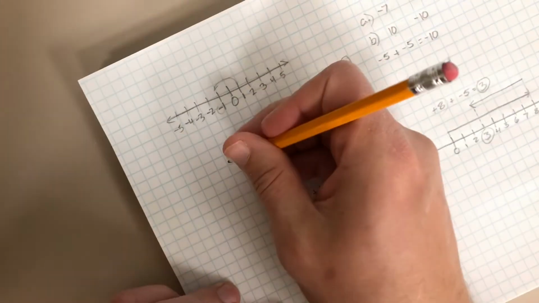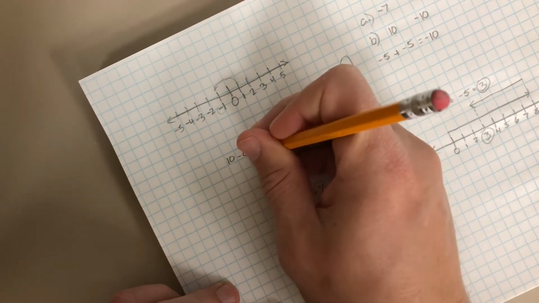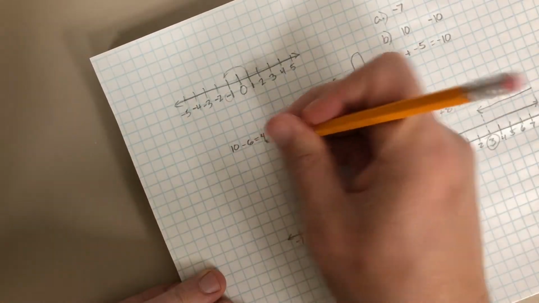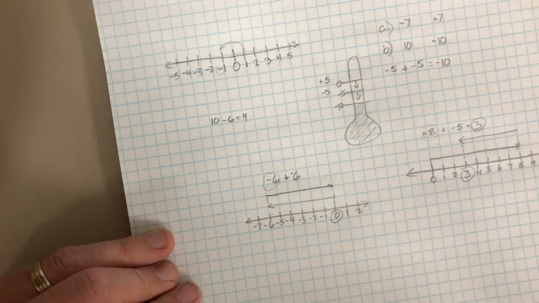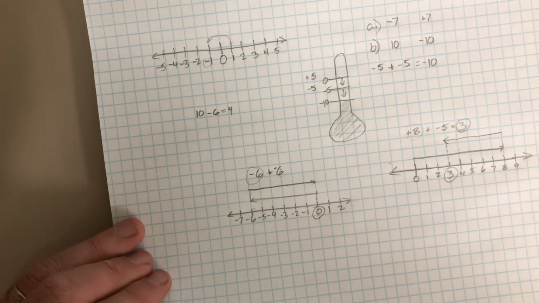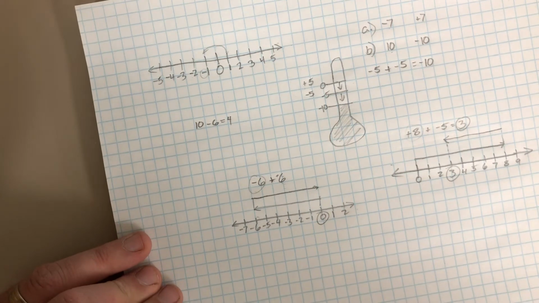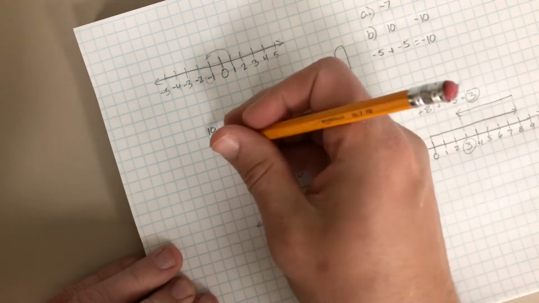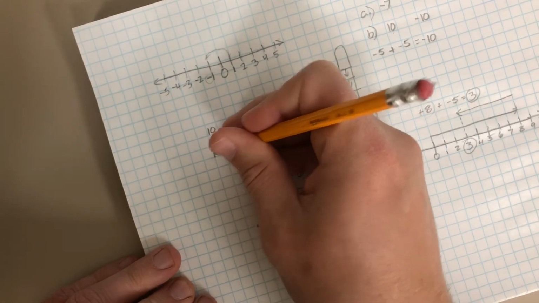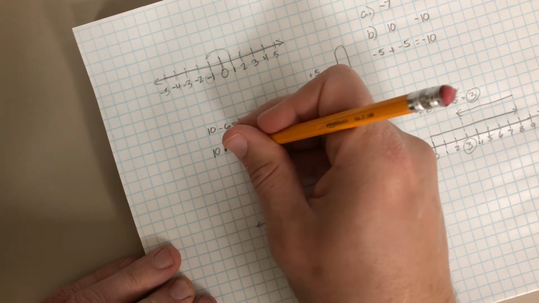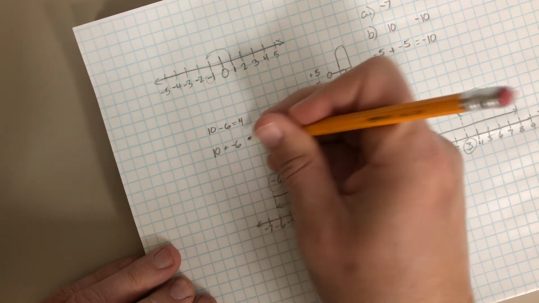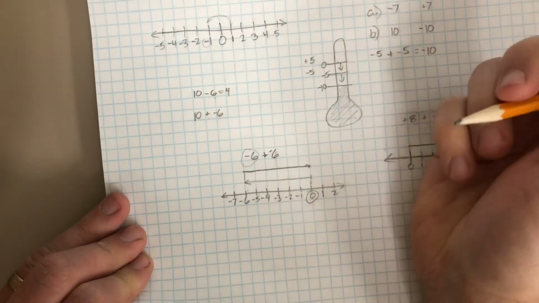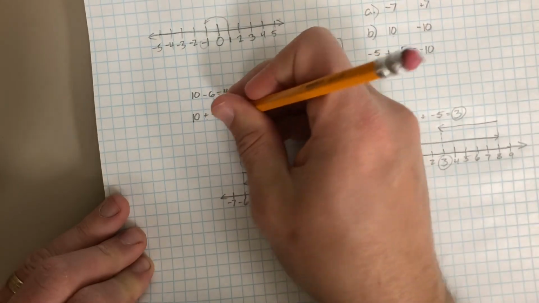Let's take a problem like 10 minus 6. You all know 10 minus 6 equals 4, right? Now, what is the opposite of 6? The opposite of 6 is -6. So remember I said before, instead of subtracting, I can add the opposite. So instead of subtracting 6, I'm going to add a -6. Now what does that equal?